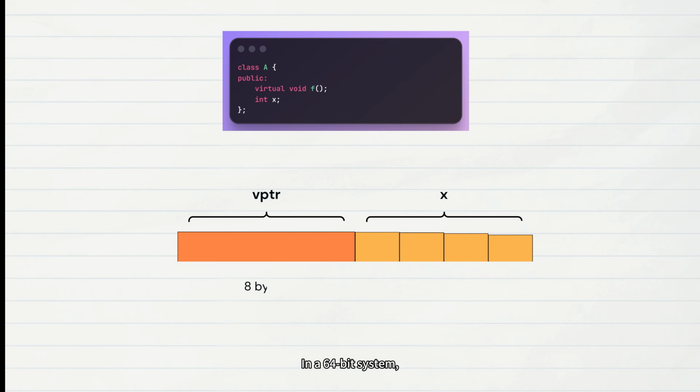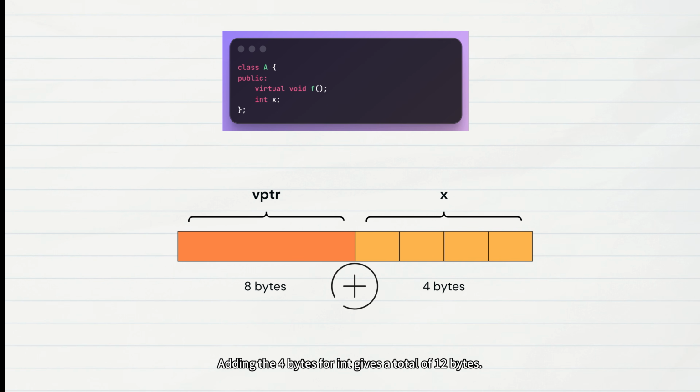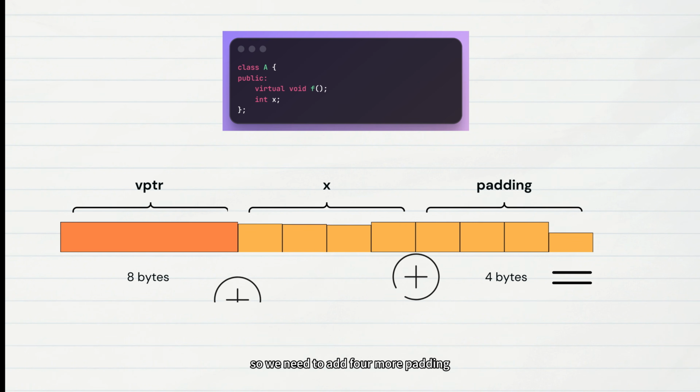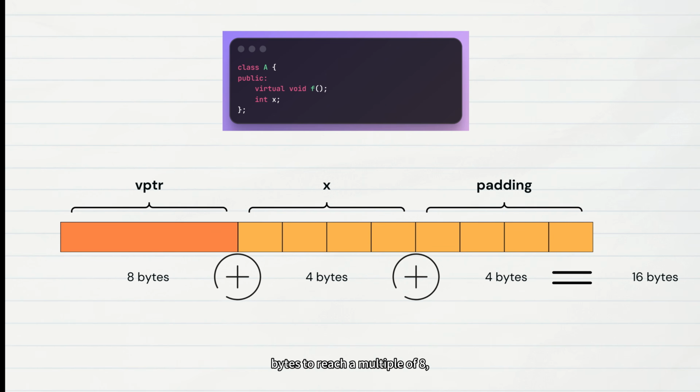In a 64-bit system, a pointer is fixed at 8 bytes. Adding the 4 bytes for int gives a total of 12 bytes. The largest alignment unit is the pointer's 8 bytes, so we need to add 4 more padding bytes to reach a multiple of 8, resulting in the final size of 16 bytes.